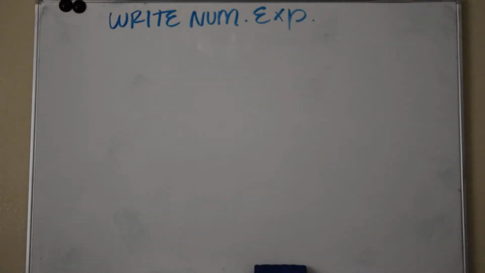A numerical expression is a combination of numbers with at least one operation. But we're going to create it based on a paragraph or sentence of operations. Okay, so let me show you an example.